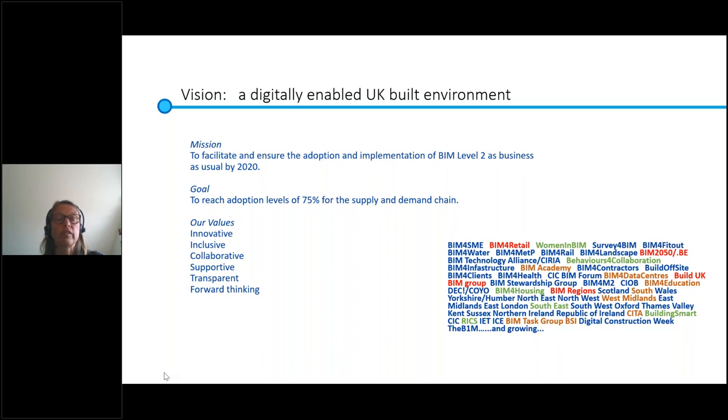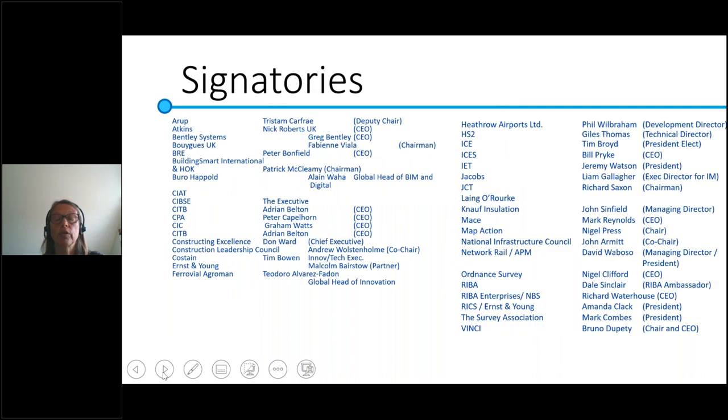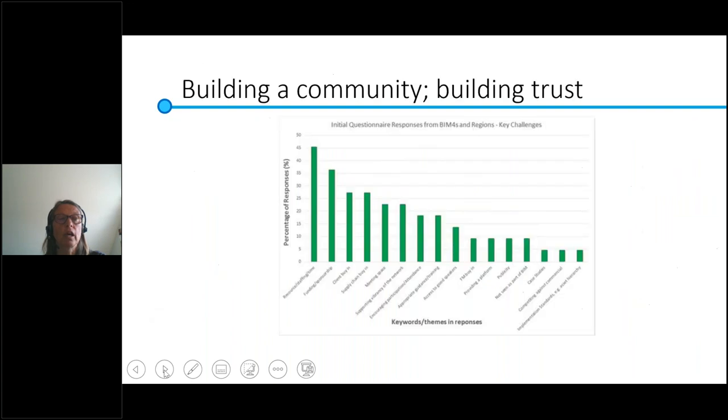So some of you may remember this. Our mission was to facilitate and ensure adoption and implementation of BIM level two as business as usual by 2020, and a goal of 75% for the supply and demand chain. Oh dear. I think we realized in the end that that was so hugely ambitious and very, very difficult to demonstrate as well. But our values haven't changed. We still want to be innovative, inclusive, collaborative, supportive, transparent, but also forward-thinking as well. And I think that's an important thing for us to remember, is where we really did start from. And we did get a lot of good signatories coming through. As I say, I'll share the slides so you'll be able to review this. And there's still a lot of familiar faces present now.